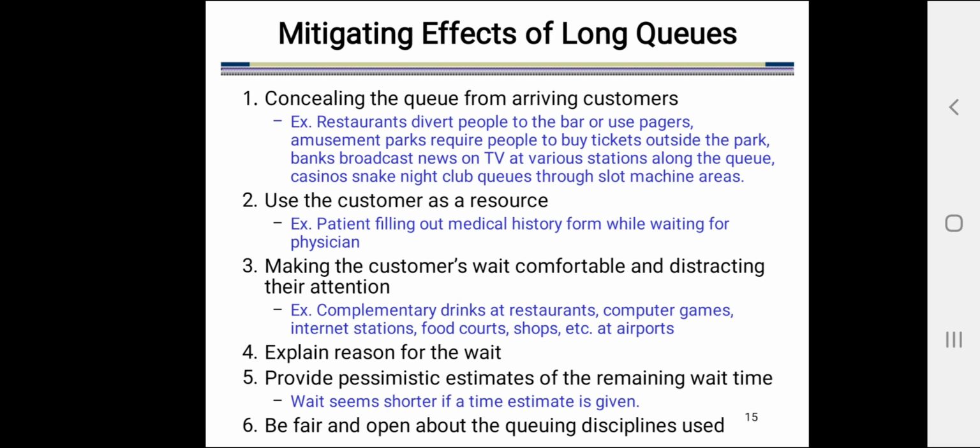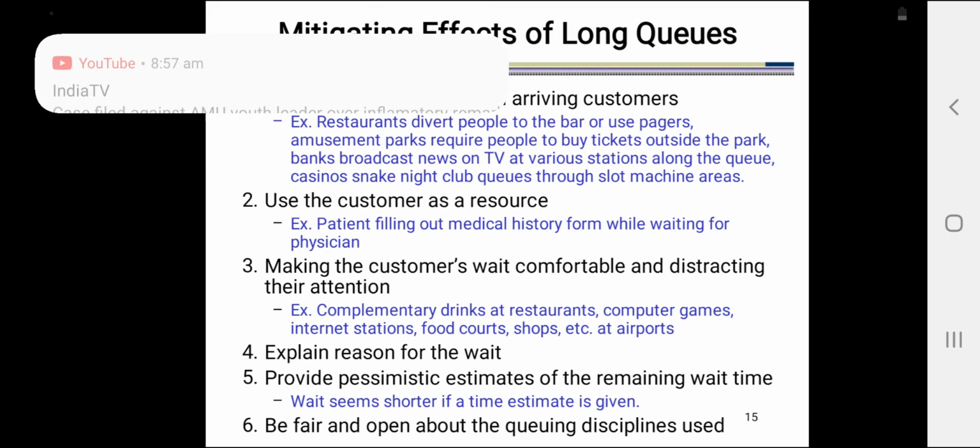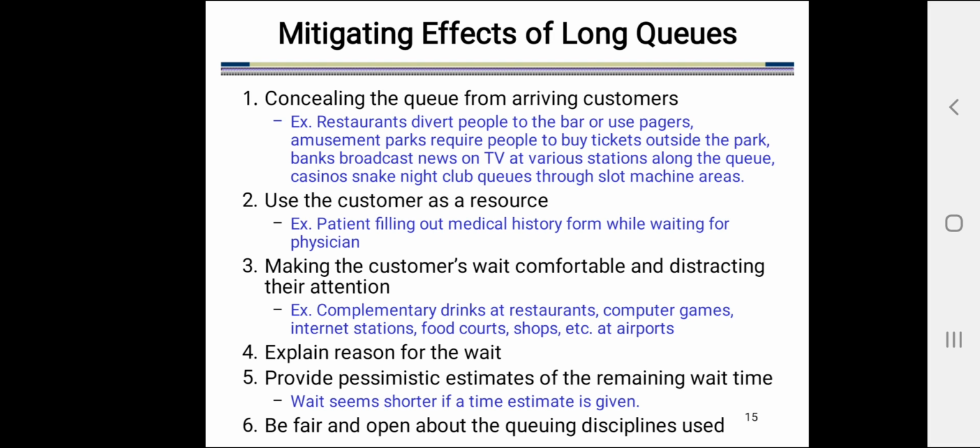Then mitigating effects of long queue. So what are the effects of long queue? So canceling the queue from arriving customers. So restaurants divert people to the bar or use pagers. Amusement parks require people to buy tickets outside the park. Banks broadcast news on TV at various stations along the queue, casinos, nightclub queues. So through slot machine areas, so you can use this.